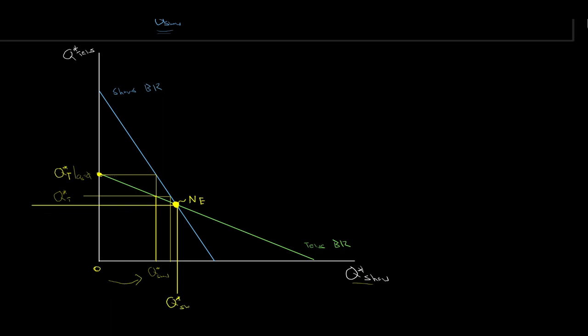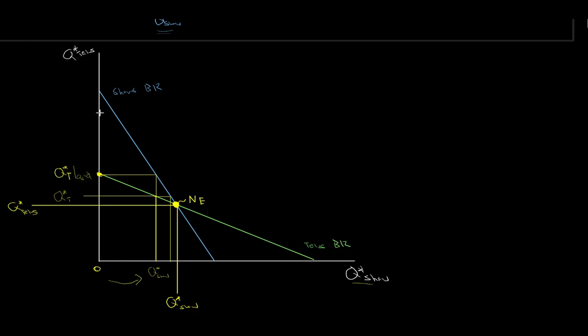That would be my Q star for Shaw and my Q star for TELUS, such that my best response to TELUS is this level being produced by Shaw. TELUS's best response to Shaw is one and the same, right? We're equal. We have no incentive to move anymore. This is our Nash equilibrium. This is where our oligopolists would end up, given this Cournot duopoly.